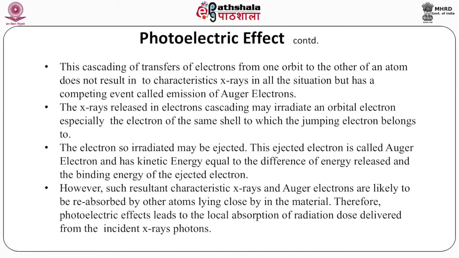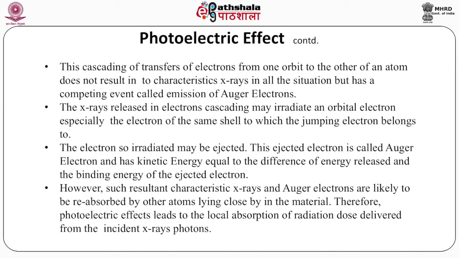The X-rays released in electron cascading may irradiate an orbital electron, especially the electron of the same shell to which the jumping electron belongs. The electron so irradiated may be ejected.